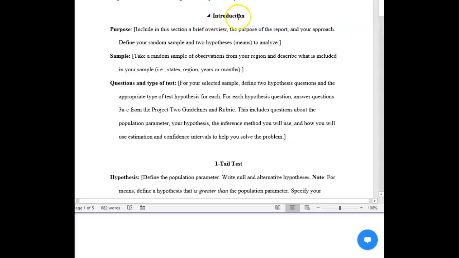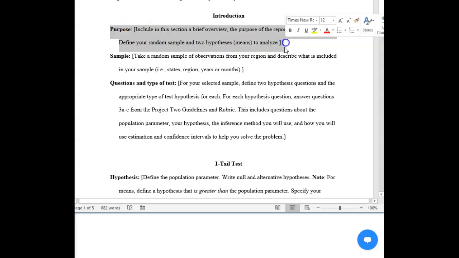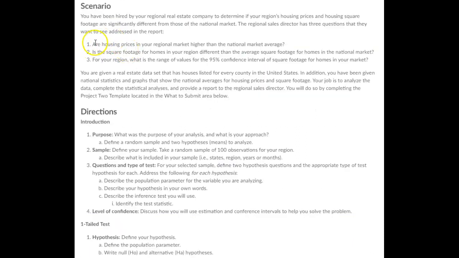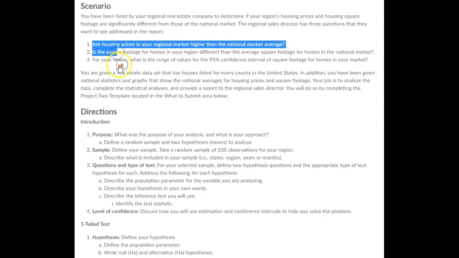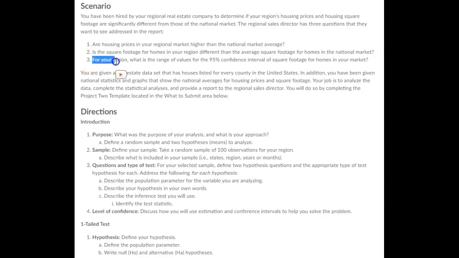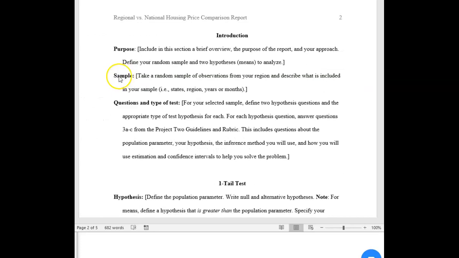In the introduction section, talk about those 3 questions you'll be answering and how you're going to answer them using hypothesis tests for the first 2 and building a confidence interval for the third one.